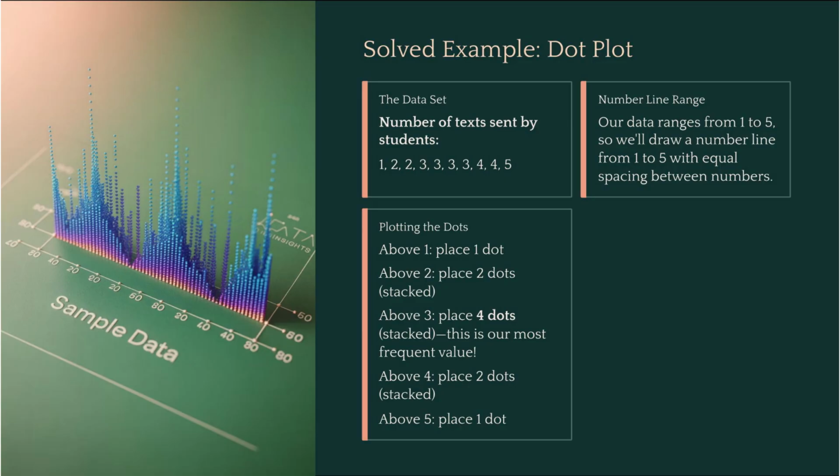Let's see an example. Here's a set of data showing how many text messages 10 students sent. 1, 2, 2, 3, 3, 3, 4, 4, and 5. Our number line goes from 1 to 5. We'd place 1 dot above 1, 2 dots above 2, 4 dots above 3, 2 dots above 4, and 1 dot above 5. You can immediately see that 3 is the most frequent number of texts sent.